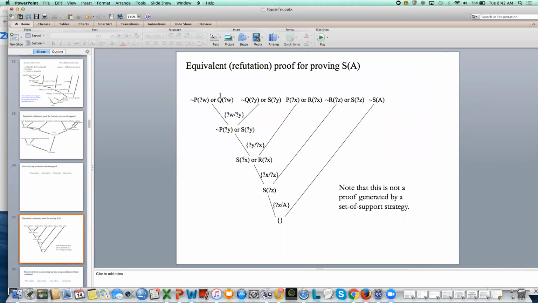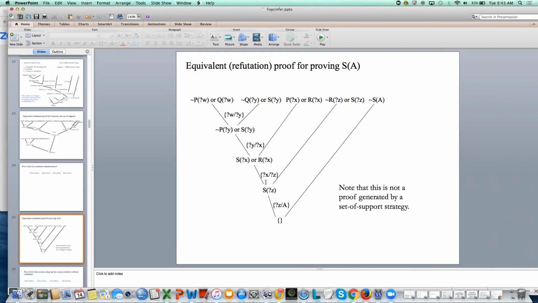This is not set of support. We don't use the negation of SA in every step or its descendants. But you can go through this. Here's PW, QW, not QY, S. We can unify these two. They are the same proposition other than variables when negated, but we unify that, substitute Y for W throughout, and with the appropriate substitutions, these residual expressions are left as a result.